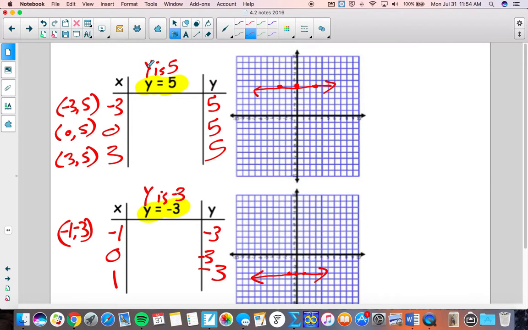Notice, these equations had y equals. They make horizontal lines. And just a reminder, horizontal lines, the slope is 0. So you could think of these as HOY, H-O-Y. Y equals makes a horizontal line. Slope is 0.